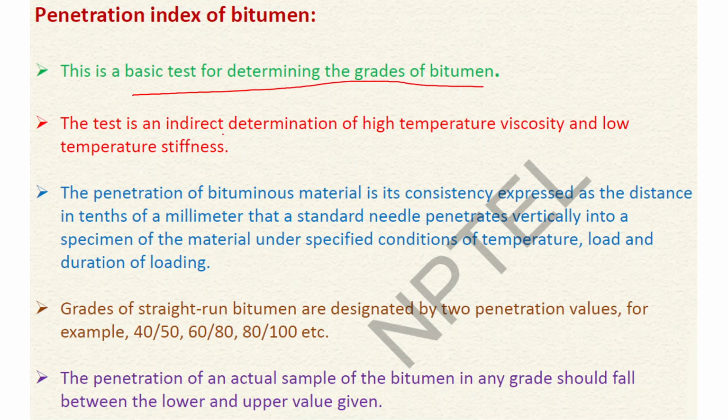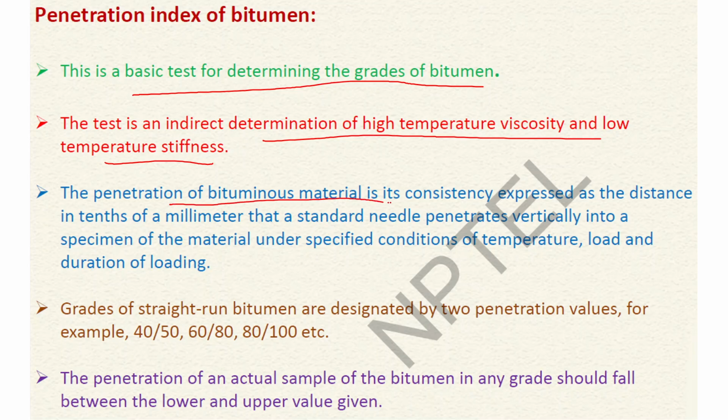This bitumen is mainly used for the making of roads, etc., in the construction of roads. So this test is an indirect determination of high temperature viscosity and temperature stiffness. So this penetration test is mainly to determine the viscosity and the stiffness of our bitumen sample.